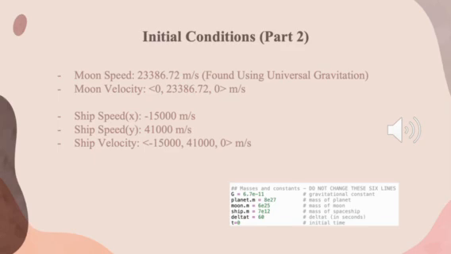We found the moon's speed to be 23,386.72 meters per second, and the ship's speed in the x direction to be negative 15,000 meters per second and in the y direction negative 41,000 meters per second. These were found by trial and error in the second part, and finding these initial conditions was the main goal.